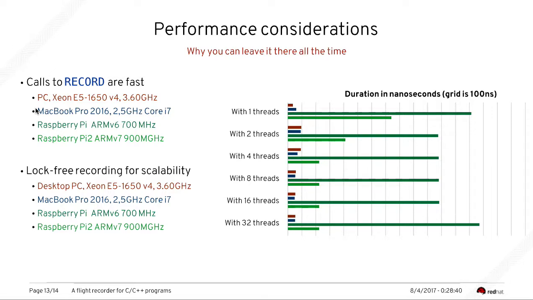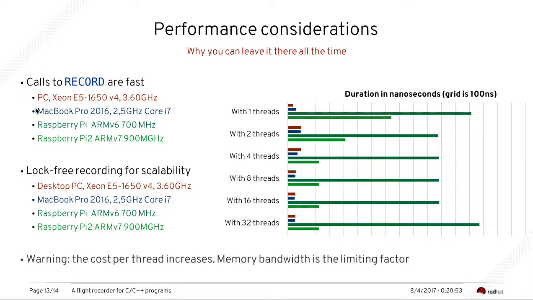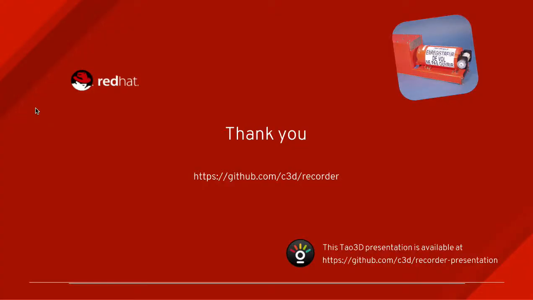Of note, the numbers that you see there are the duration, the average duration for record across all the threads. It doesn't mean that's the time within one thread. So the time within one thread may increase. And that's an important caveat to remember, because memory bandwidth is the limiting factor here. We are storing everything in memory, and we're not very good with the caching since we keep writing at new locations. So I hope that this project interests you and that you will find uses in your own projects.